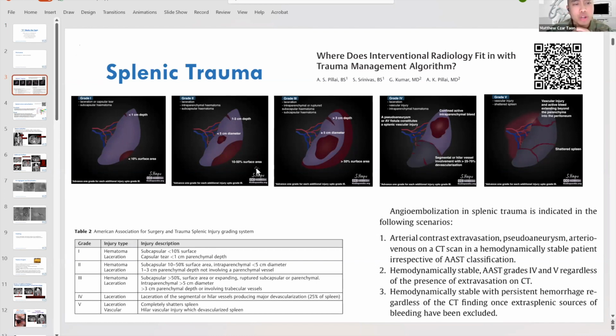Now, when you think about splenic trauma, the American Association for Surgery and Trauma have a grading system for multiple solid organ injuries. My patients are going to come to me for angioembolization if I see arterial contrast extravasation, pseudoaneurysms, arteriovenous shunting, vascular cutoff sign, or AAST grades 4 and 5 on the CT.